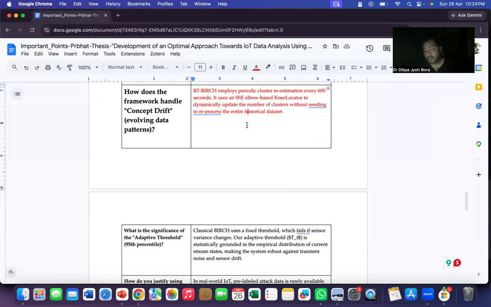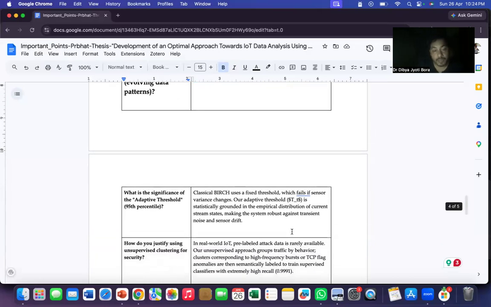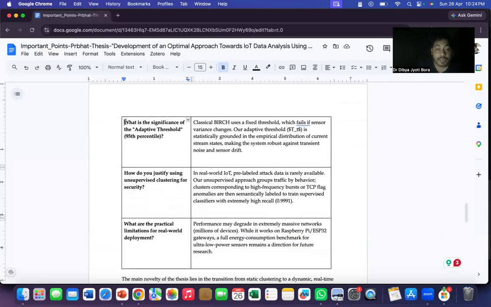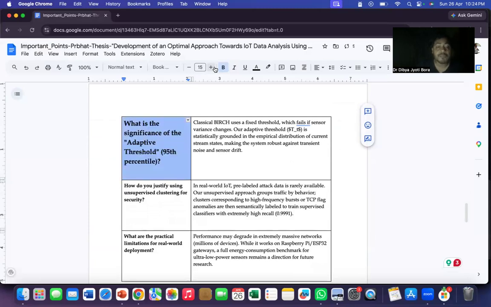For that, we are using the SSE elbow-based SNE locator. So it reduces the task. It means we don't need to again reprocess the entire historical data set. We just need to deal with the real-time current data. Right? So that's why it handles this concept drift, the evolving data patterns. Then, what is the significance of the adaptive threshold?